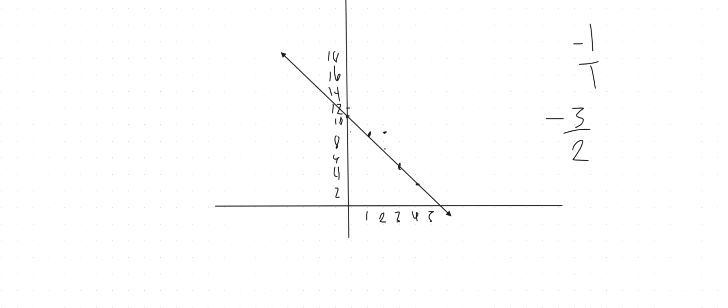And I'm going down 3. That's 1, 2, 3, and advancing 2. So it'll be something like that. Then I'm going down 3, 2, 3, and advancing 2. 1, 2. I'm going down 3 and advancing 2.